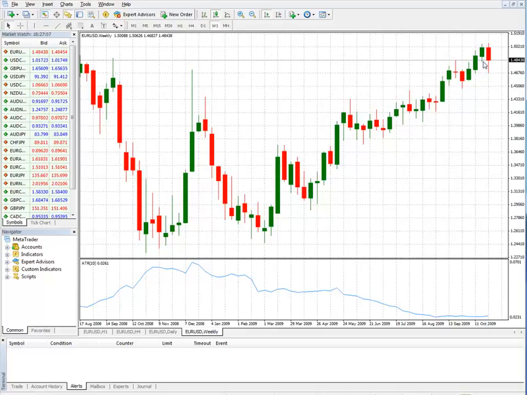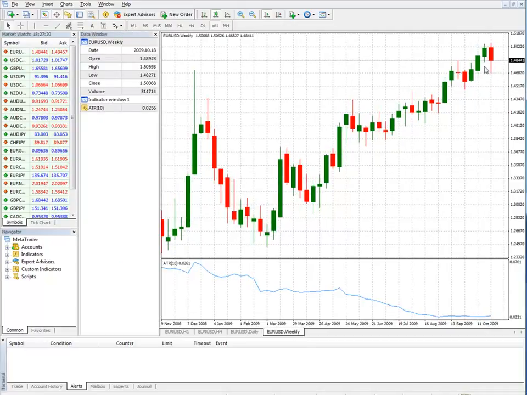I want to sell here, but what I want to do is place a stop up here above the previous week's high. Let's find out what that was. The previous week's high was 1.50598. So I'm going to place a short order. I'm going to sell, and I'm going to place a stop above that high, 5 pips in fact above that high.